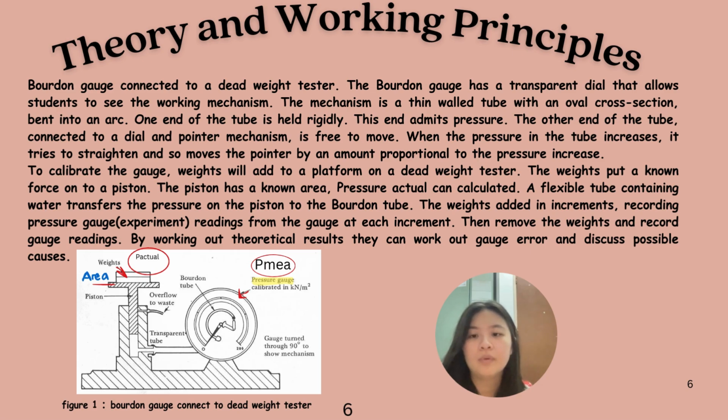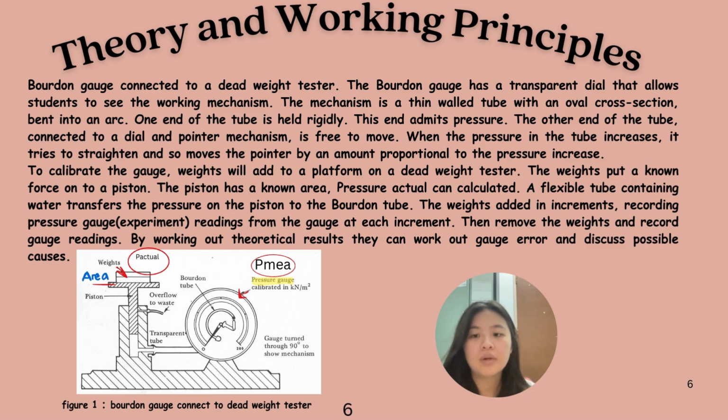So for the theory part, the Bourdon gauge is connected to a dead weight tester. The Bourdon gauge has a transparent panel that allows students to see the working mechanism. The mechanism is a thin wall tube with an oval cross-section bent into an arc. One end of the tube is held rigidly. This end admits pressure. The other end of the tube connects to a dial and pointer mechanism and is free to move. When the pressure in the tube increases, it tries to straighten and so moves the pointer by an amount proportional to the pressure increase.